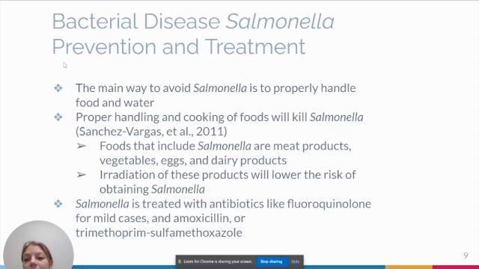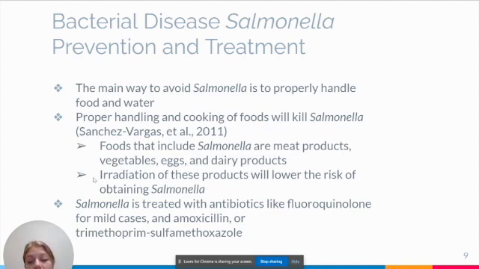The next topic is prevention and treatment of salmonella. So the main way to avoid the spread of salmonella is proper handling of food. This will help kill salmonella and prevent the spread. So foods that include salmonella are meat products, vegetables, eggs, and dairy products.